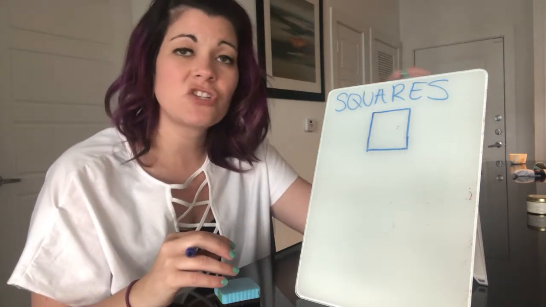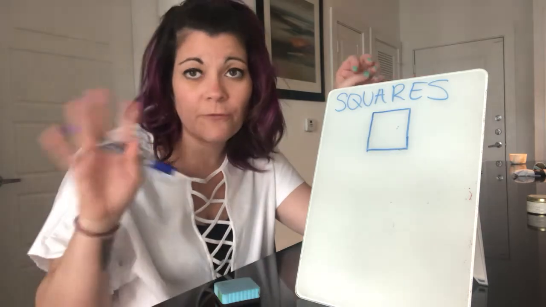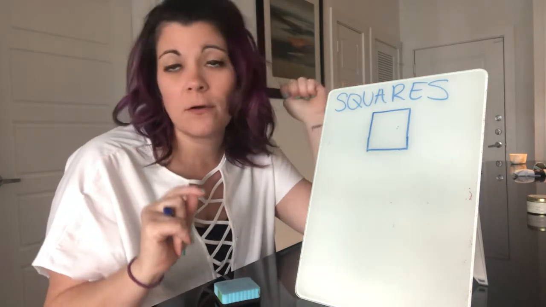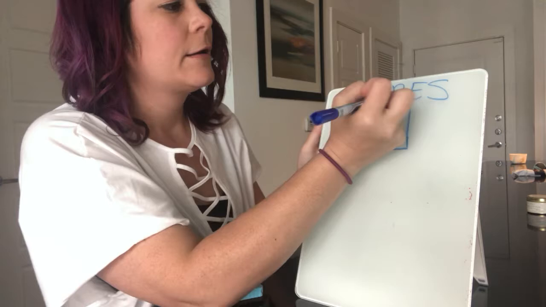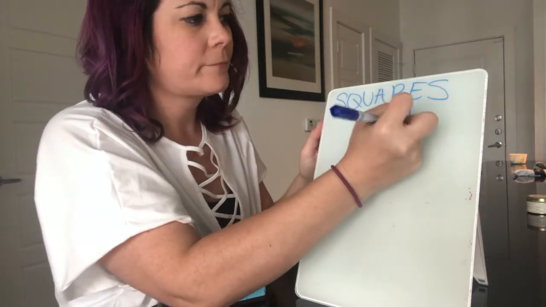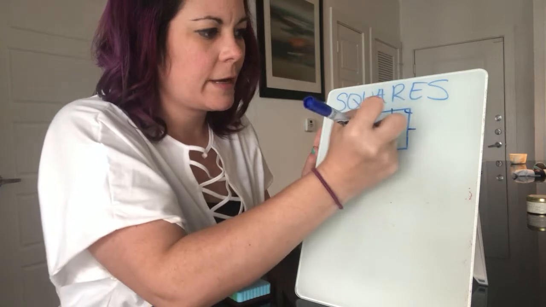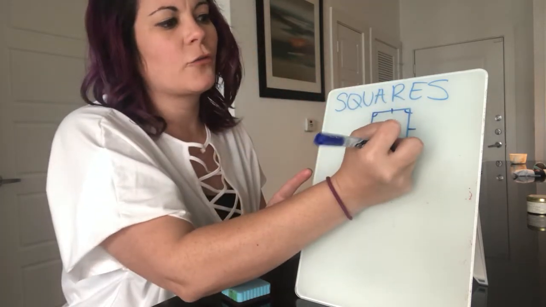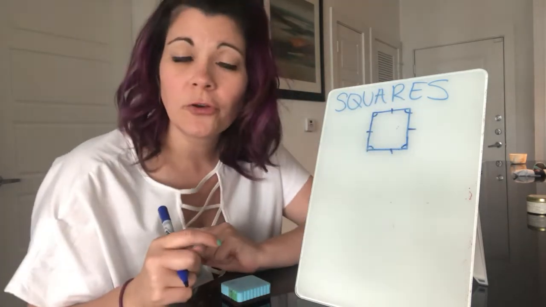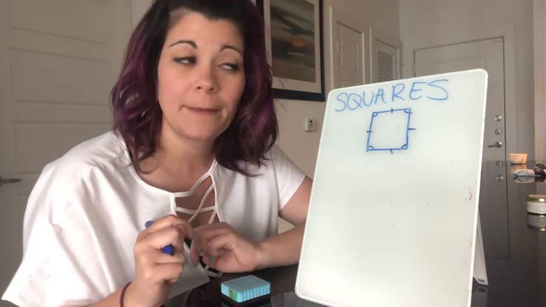So by definition, a square is a quadrilateral with 4 congruent angles and 4 congruent sides. So all sides are congruent and all angles are congruent, okay? So that is a square by definition. 4 congruent angles, 4 congruent sides, okay?